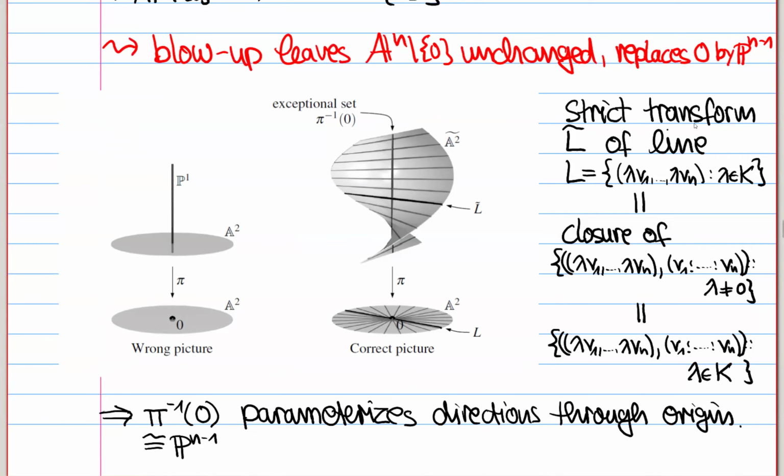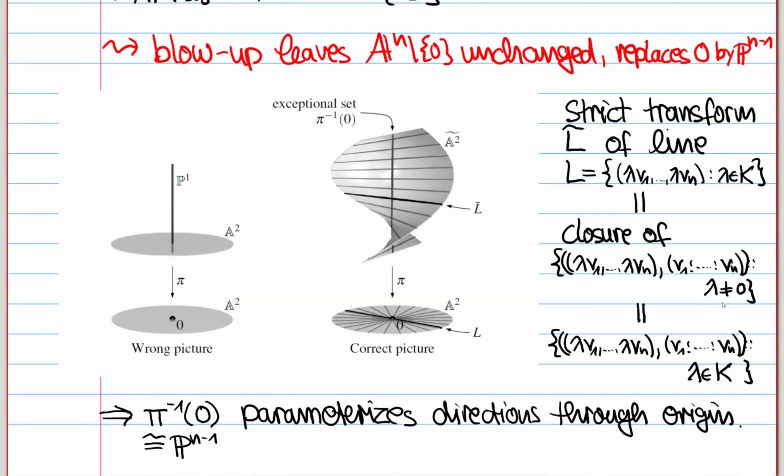Okay. So let's see for a given line L, which is just the set of (λv1, ..., λvn), where (v1, ..., vn) is a non-zero vector. We have this line inside A^2. And so the question is then, what is the strict transform of this line? Well, we go to the restriction of the line to the open subset U away from the origin. So this would be the same set, but now we set λ to be non-zero.